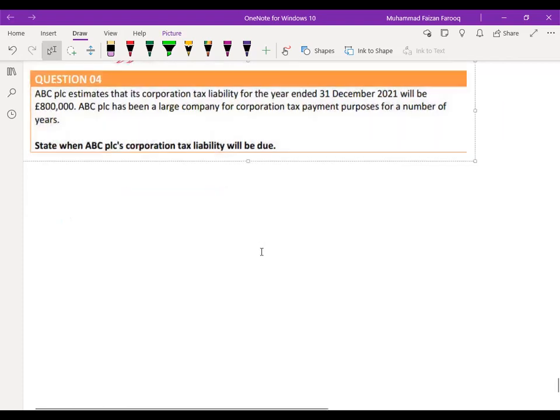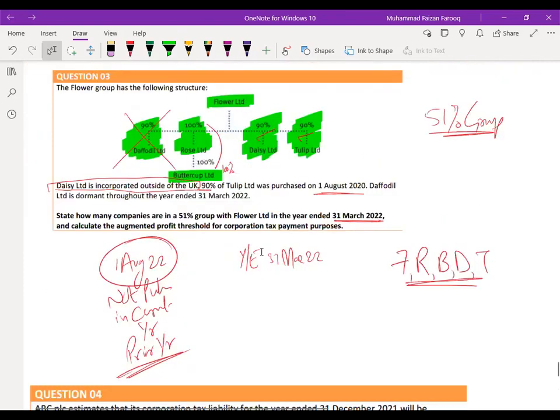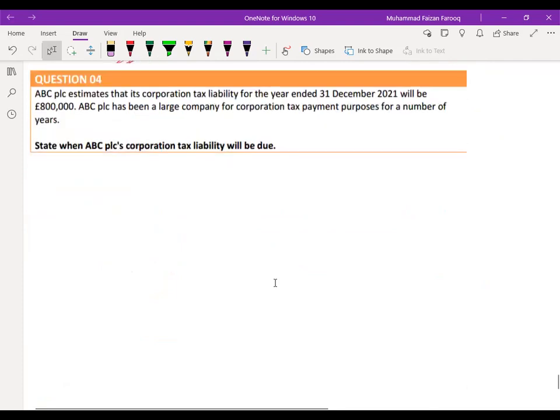And dividend, while calculating augmented profit, we are taking dividends from companies which are not group companies, not 51% group member companies. If a dividend is coming from these, flower, rose, buttercup, daisy, tulip, these dividends will never be part of augmented profit. The dividend that will be part of augmented profit is the one which is not from the 51% group. That's what you asked me before 5 minutes, right?